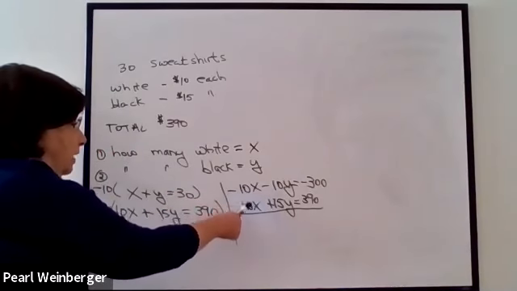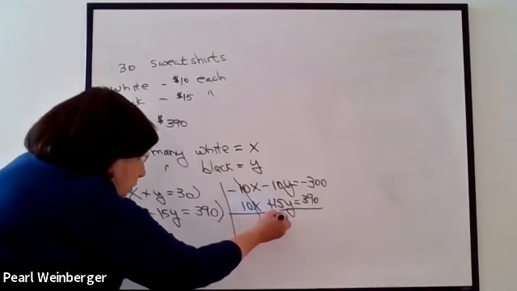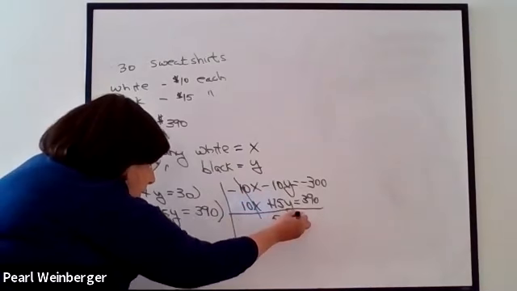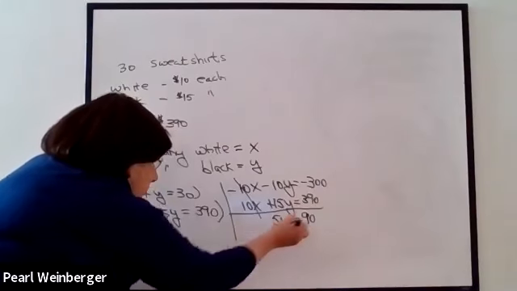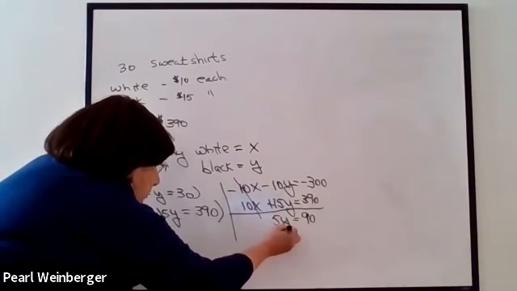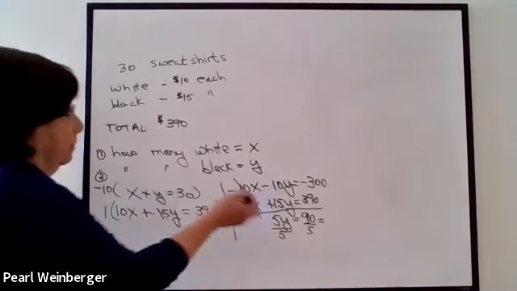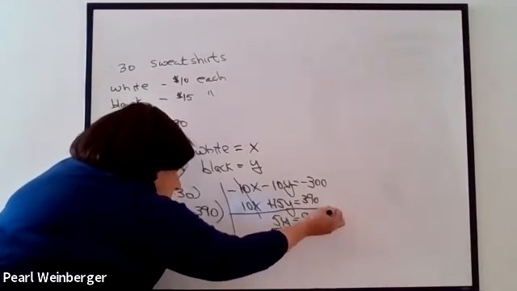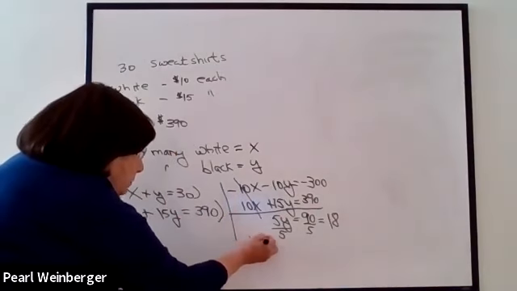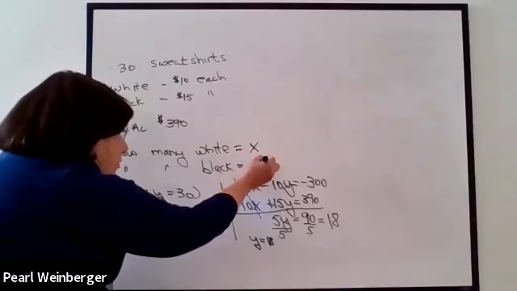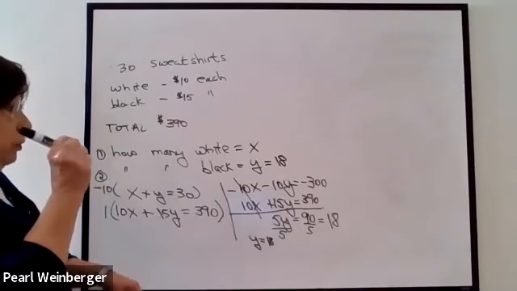So here we have negative 10x plus 10x, which cancels out. Negative 10y plus 15y, which is 5y. And negative 300 plus 390, which gives me positive 90. And when I divide both sides by 5, and you can take out your calculator and do this, 90 divided by 5 is 18. It turns out that y equals 18. In other words, he sold 18 black sweatshirts.